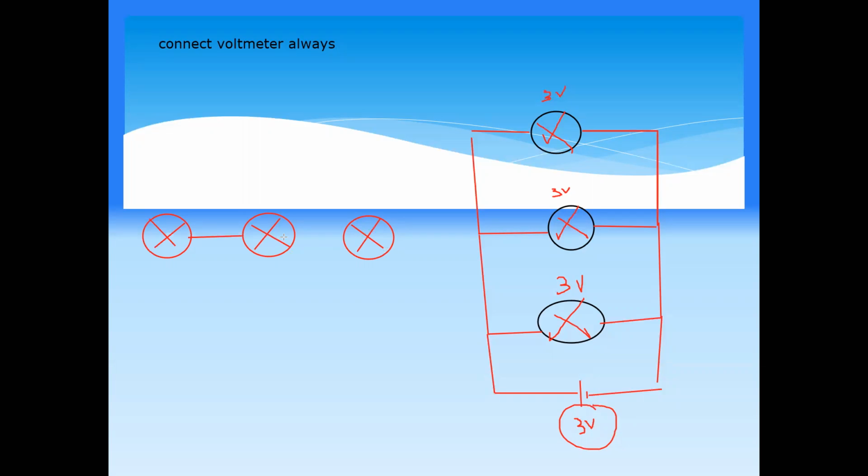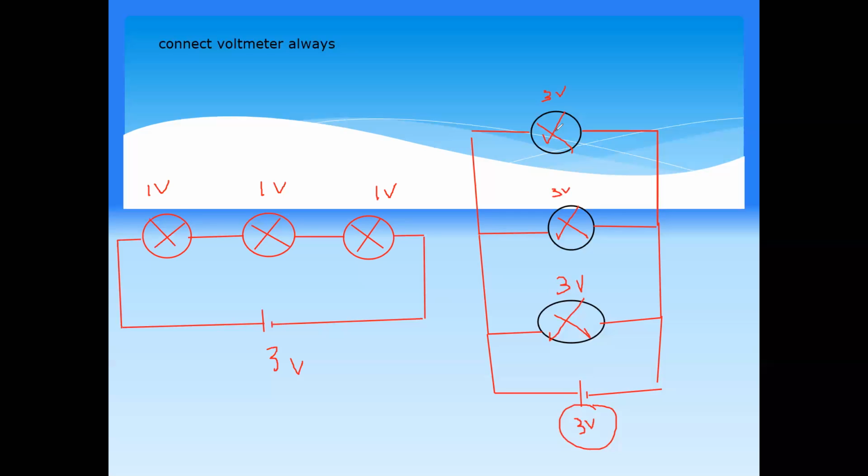With the same supply of 3 volts. So what happens if I connect to the same supply? What is the potential difference here? This will be 1 and this will also be 1. So which one do you think is the advantage, series circuits or parallel circuits?